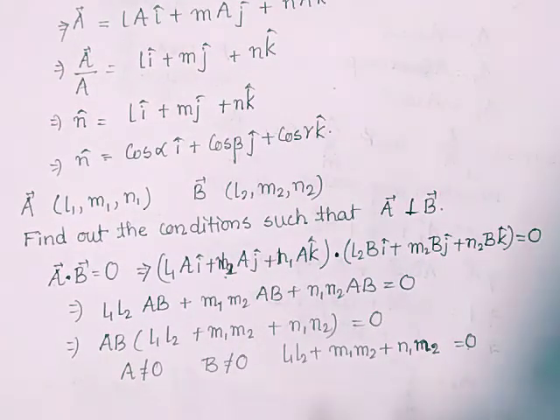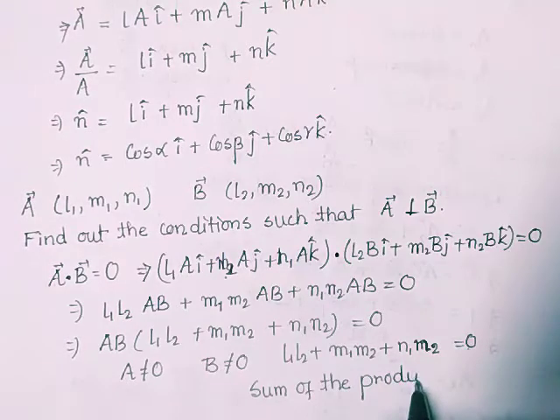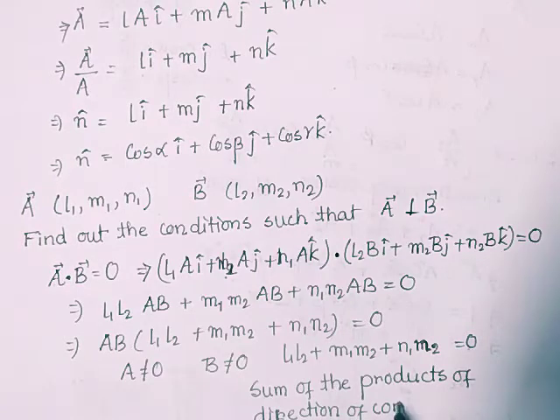So it is the sum of the products of direction cosines, the sum of the products of direction cosines is 0. So this is the condition. If the two vectors are perpendicular, this is the condition: the sum of the products of the two direction cosines is 0.